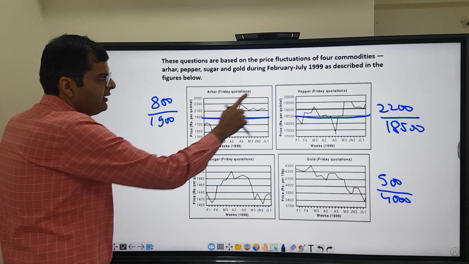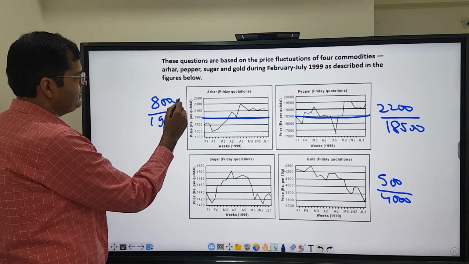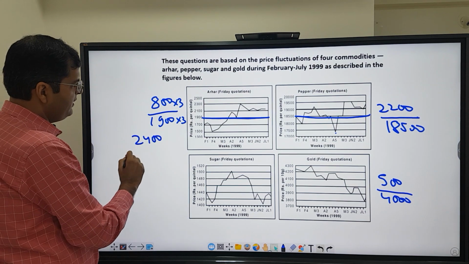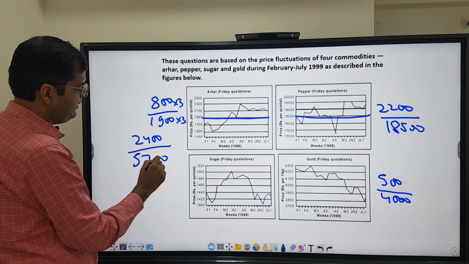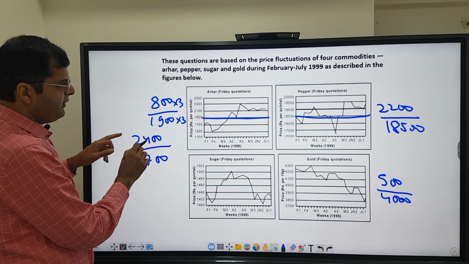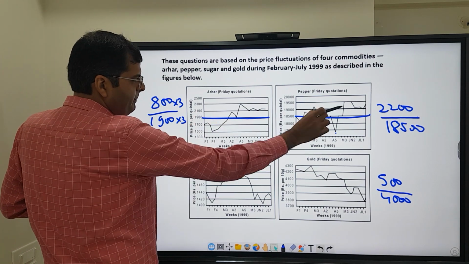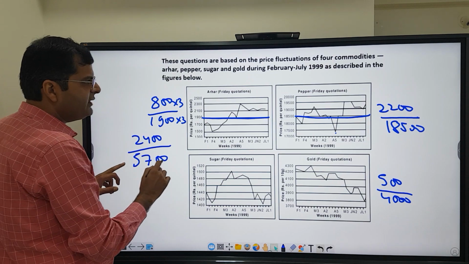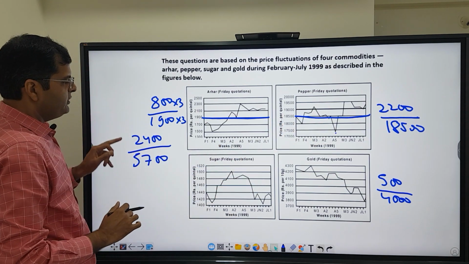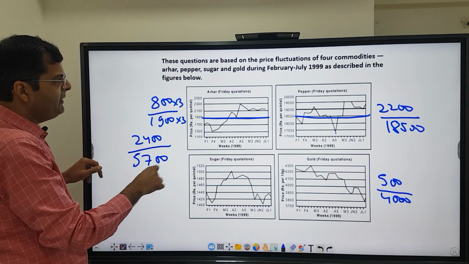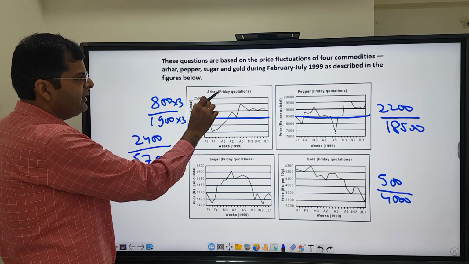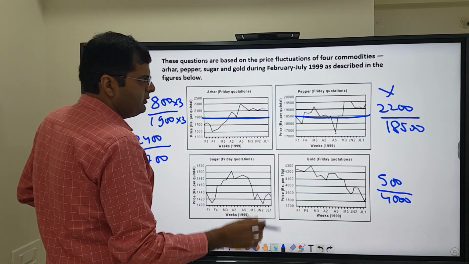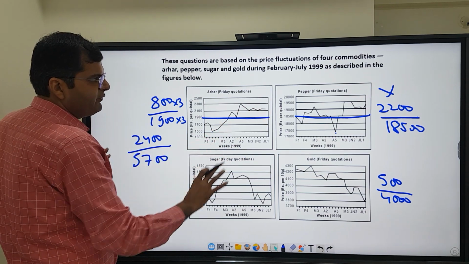Now if I compare Arhar and pepper first, if I multiply this by 3 in the numerator and denominator, this becomes 2,400 divided by 5,700, the price volatility. So over here if I compare Arhar and pepper, the numerator 2400 is greater than 2200 and the denominator is less than 18,500. That means Arhar value will be more than that of pepper. So price volatility of Arhar is greater than that of pepper. So pepper is thus ruled out because we don't need to calculate it for pepper.